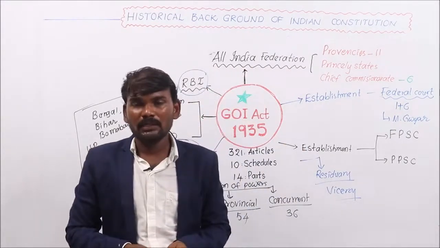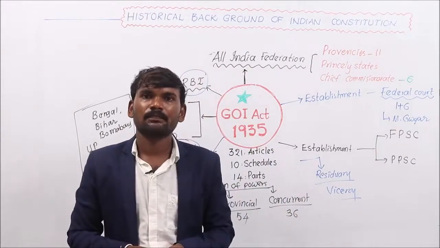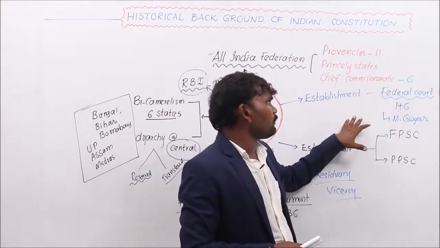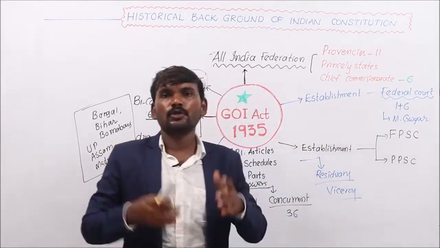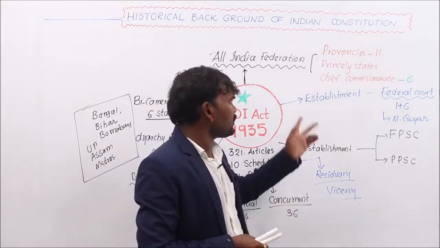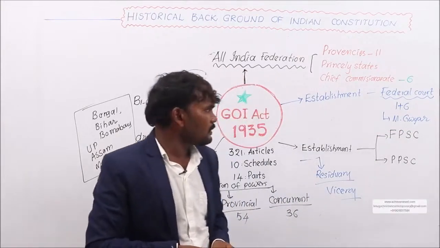Before, there was a court established in 1774, the Supreme Court. But the Supreme Court, which was established in 1774 at Fort William in Calcutta, had jurisdiction over Calcutta only. But this federal court has its jurisdiction all over India. The original jurisdiction of this court was to find permanent solutions to the disputes arising between state and central lists. So this is one of the important points: it provided for the establishment of the federal court. The first Chief Justice of the federal court was Maurice Gwyer.